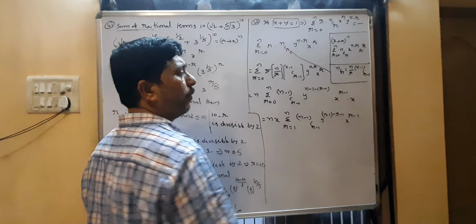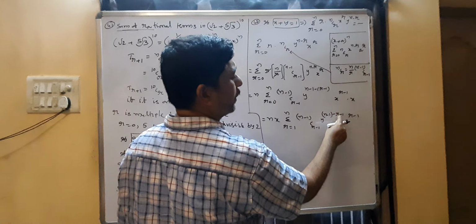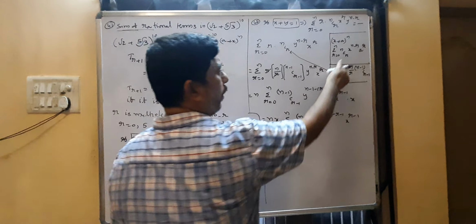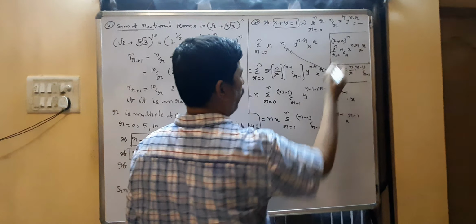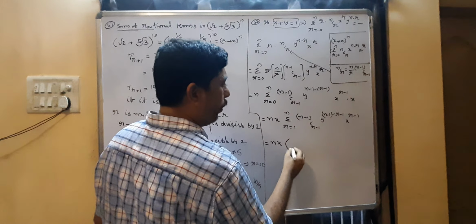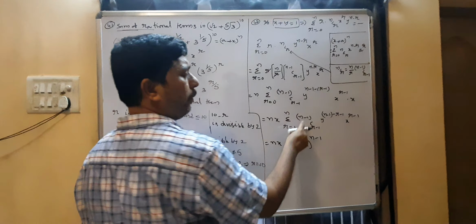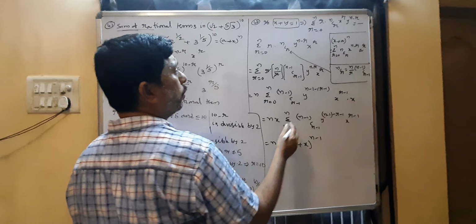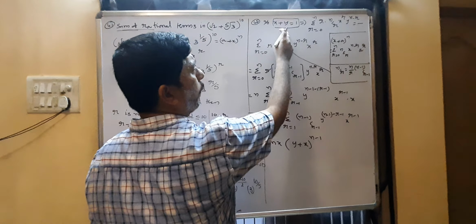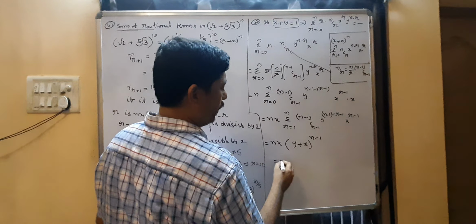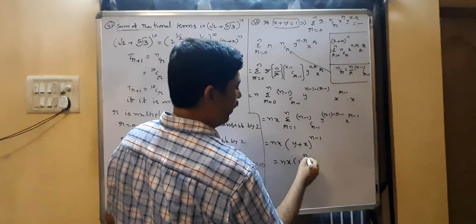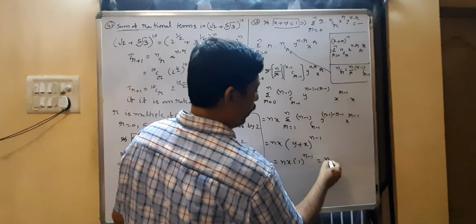This is in the form of nCr x^(n−r) a^r. That form I have, so you can apply (x + a)^n: that is nx into (y + x)^(n−1). In place of n you have n−1. x plus y value is 1, so that is nx into 1^(n−1). 1 power something is 1, so nx is the answer.